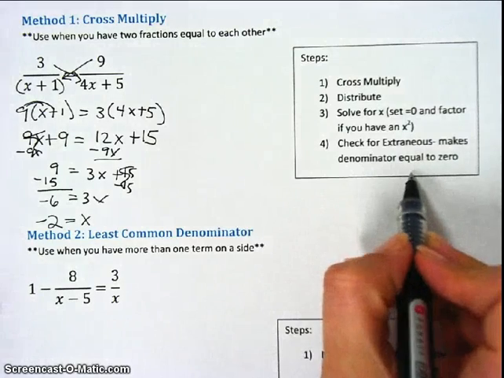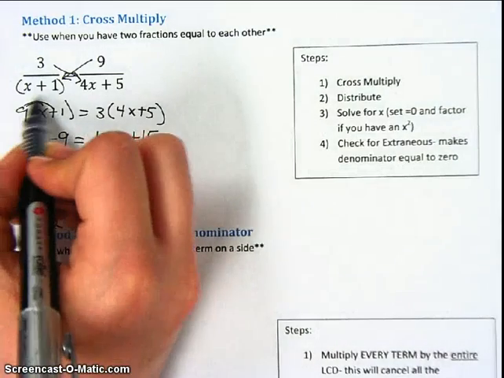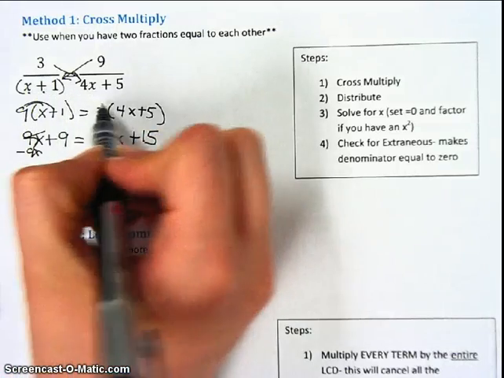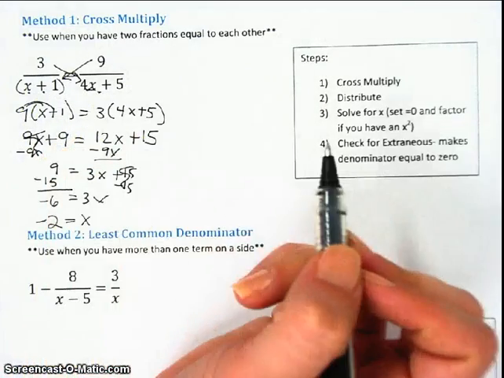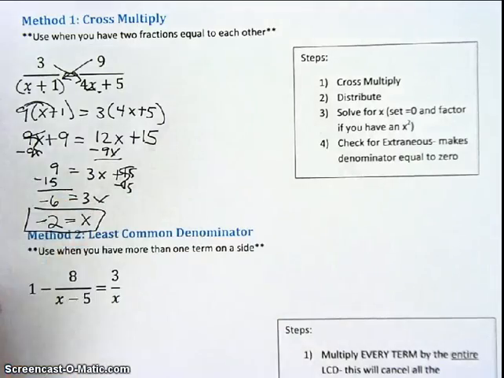Extraneous solutions are when our denominator is 0. So if we plug negative 2 into our denominators, that one is not 0. 4 times negative 2 plus 5 is not 0. So that is our answer.